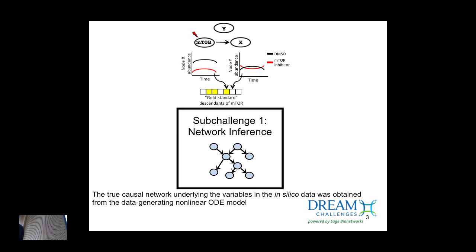All right. So again, the first challenge, you have node values over time with either DMSO or different drugs that act, for example, on mTOR, and so you want to see how the drugs affect further downstream nodes of the network. So the true causal network underlying the variables in the in silico data was obtained from the data generating nonlinear ODE model.